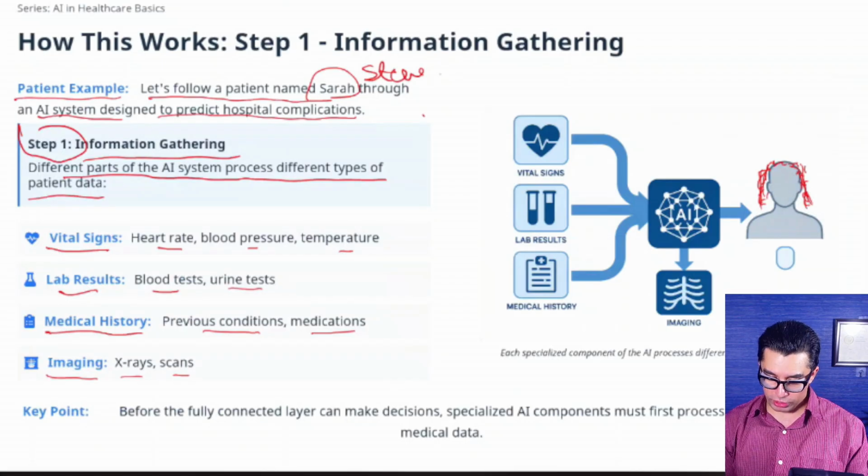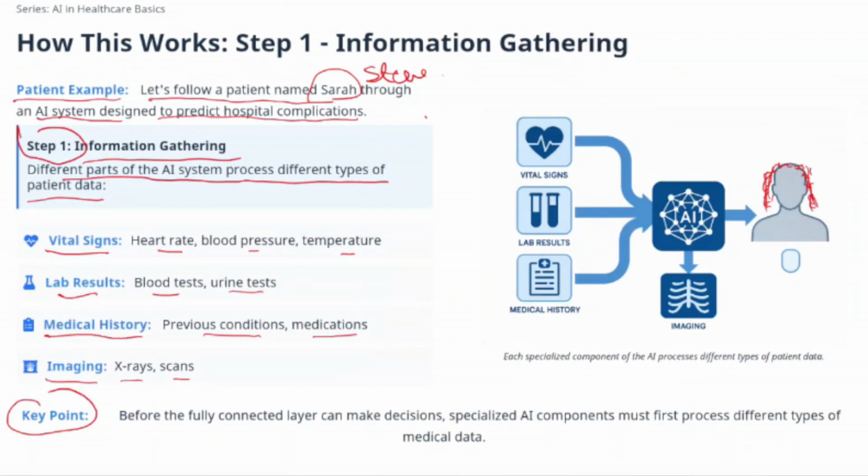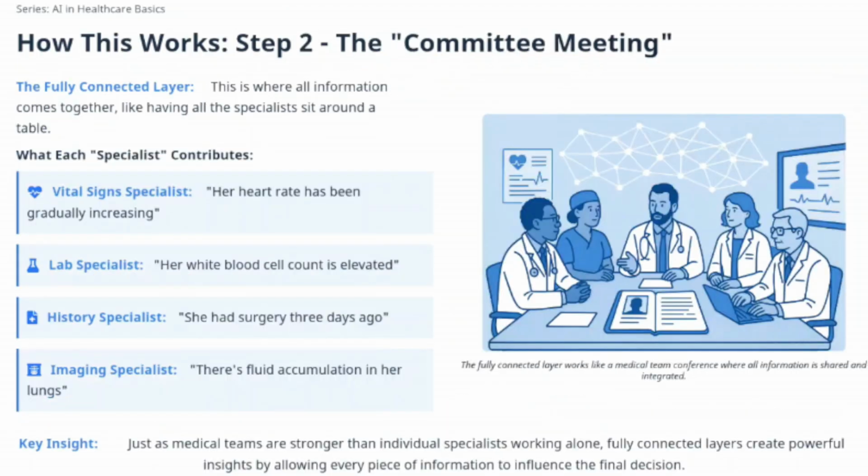Now, the key point to remember, my friend, is that before the fully connected layer can make decisions, specialized AI components must first process different types of medical data. They have to internally process their data, and that leads us to our next slide.